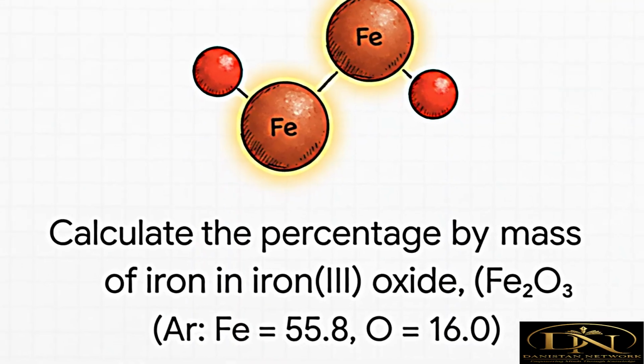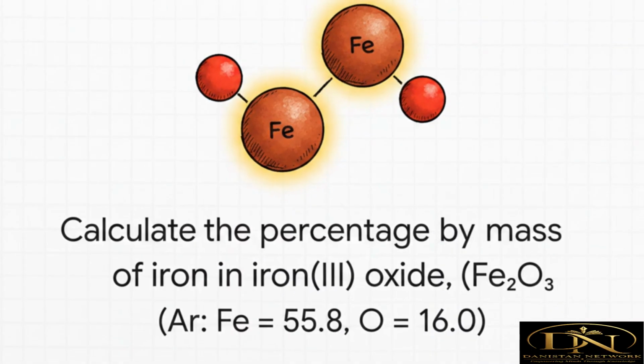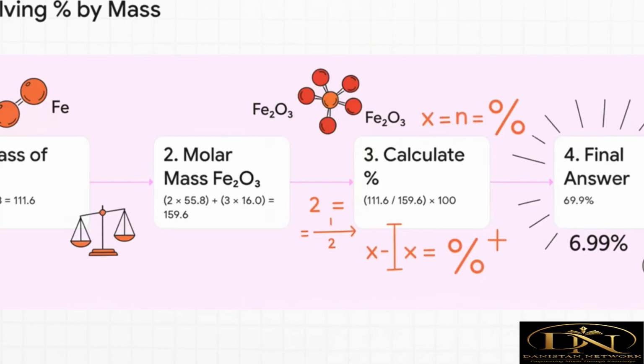Let's try it out. We need to figure out the percentage by mass of iron in iron(III) oxide, which has the formula Fe2O3. All right, first things first, let's get the total mass of the iron. The formula says we have 2 iron atoms, so that's 2 times 55.8, which is 111.6. Next, we need the molar mass for the entire compound, Fe2O3. That comes out to 159.6.